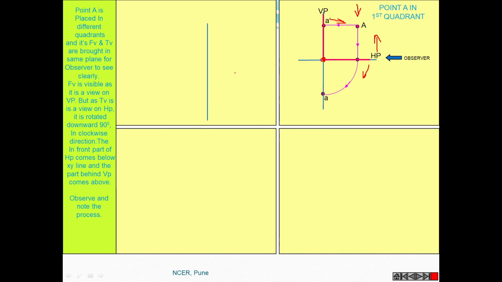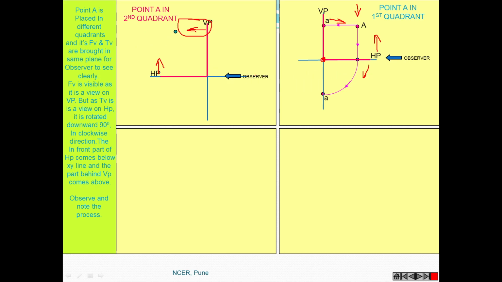Okay. Now we will see the point in the second quadrant. So vertical plane, horizontal plane, and the point is above the HP and behind the VP. So this part is behind the VP. So the point is in the second quadrant.